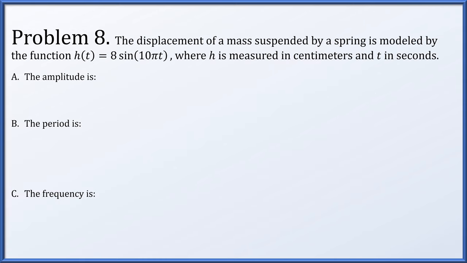Problem 8, the displacement of a mass suspended by a spring is modeled by the function h of t equals 8 times the sine of 10 pi t, where h is measured in centimeters and t is measured in seconds. The amplitude is simply the multiple of sine or cosine in absolute value, and that's 8. The period is 2 pi divided by whatever the variable inside is being multiplied by, which in this case was 10 pi. 2 pi over 10 pi is simply 1 over 5.